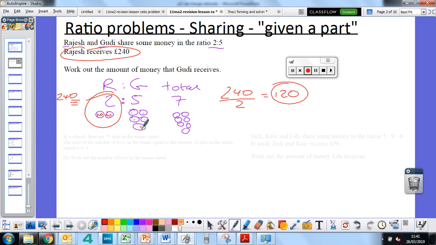They ask us to work out what Goody receives. Those 5 parts here are 5 lots of 120. That's where we get the answer 600.